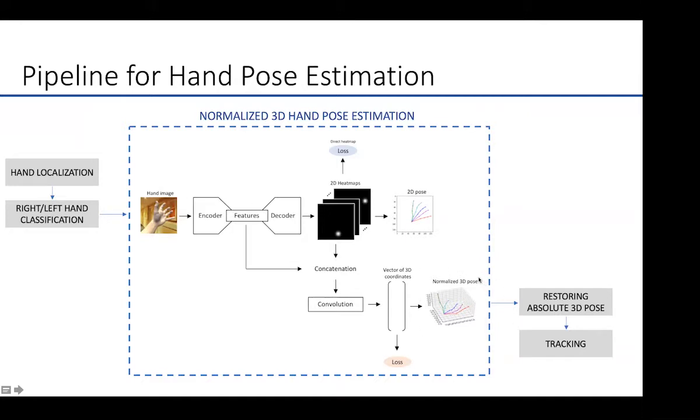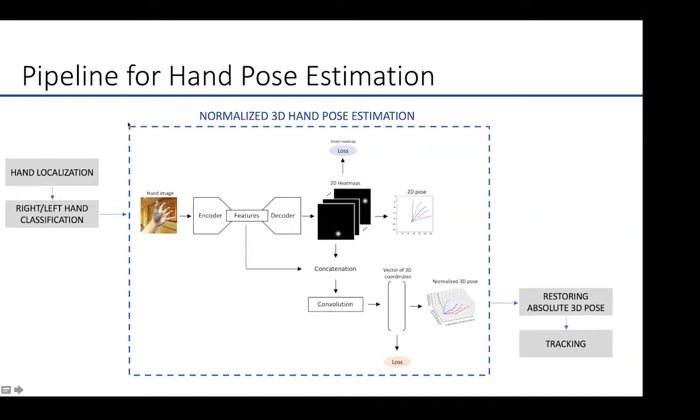I will go into details about what a normalized 3D pose is. Based on the normalized pose, absolute coordinates are restored. And if we are working with video, we want some kind of tracking to make it work from frame to frame.